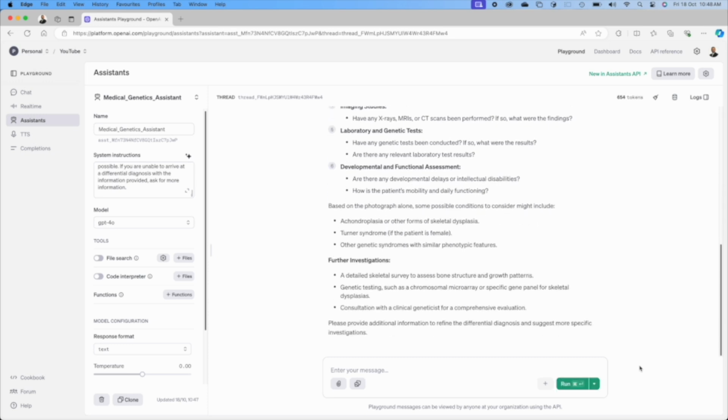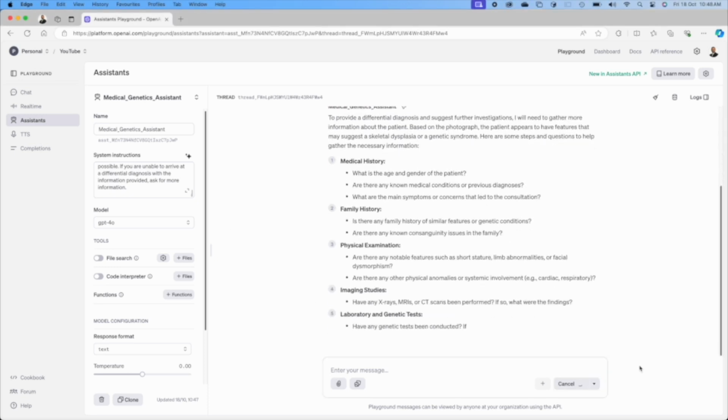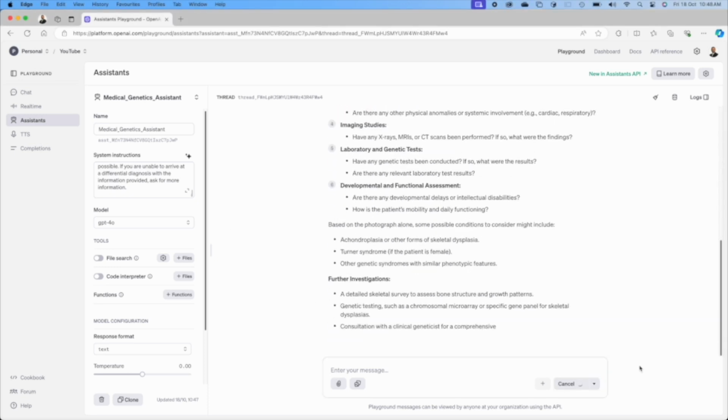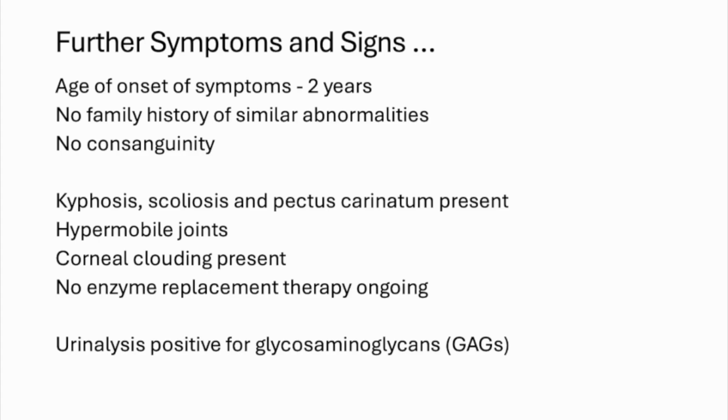And in the answer, it has suggested that it requires more information to arrive at the diagnosis. The model is suspecting a skeletal dysplasia and is asking for medical history, family history, physical examination, lab results, and any developmental and functional assessments that can be done.